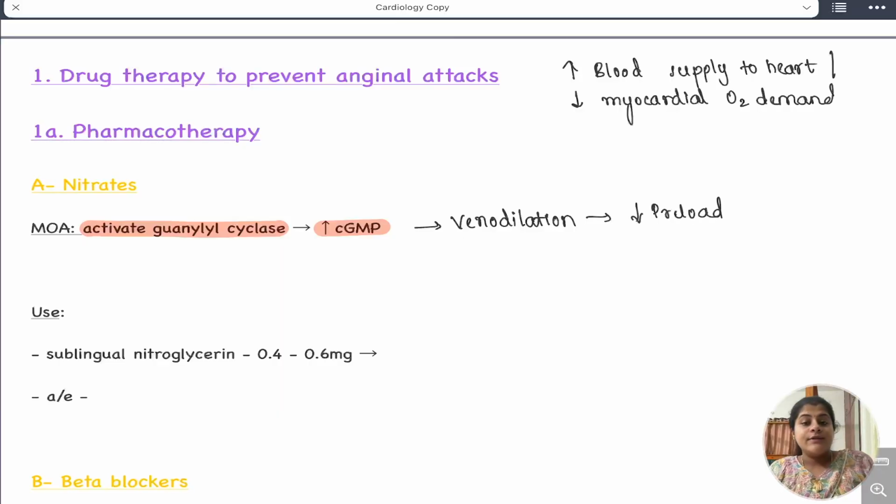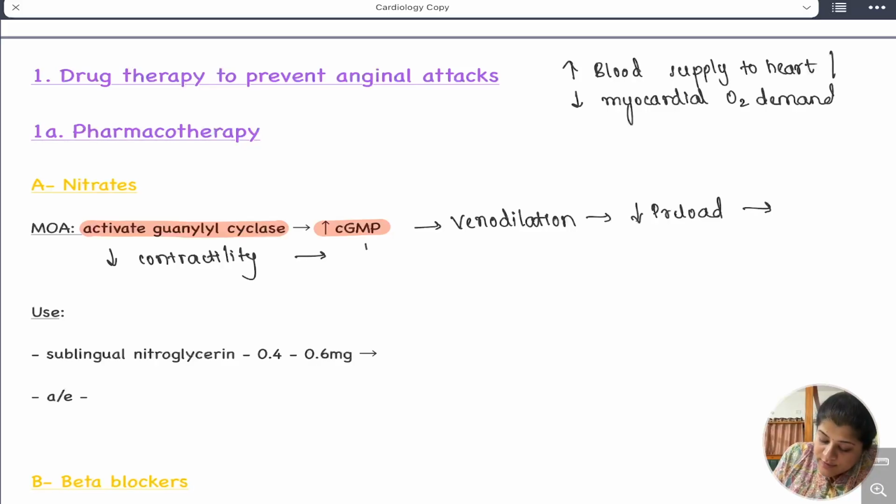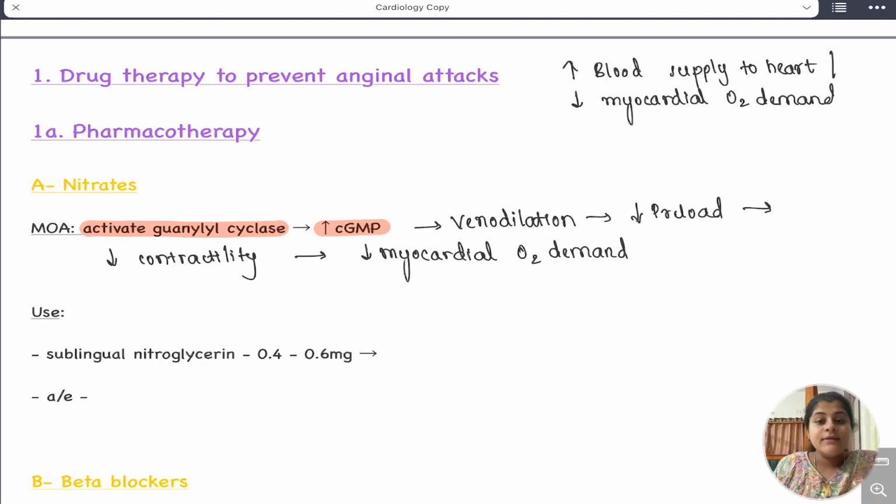Now, when the preload is reduced, the Frank-Starling law comes in. Therefore, there is decreased contractility, reduced contractility of the heart, which in turn reduces myocardial oxygen demand. Is this clear? This should be very, very clear. Nitrates act by reducing myocardial oxygen demand and not by coronary vasodilation. This is the main mechanism of action.